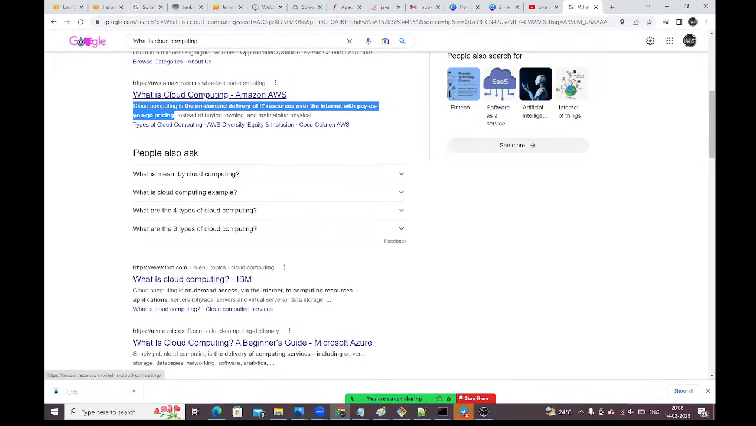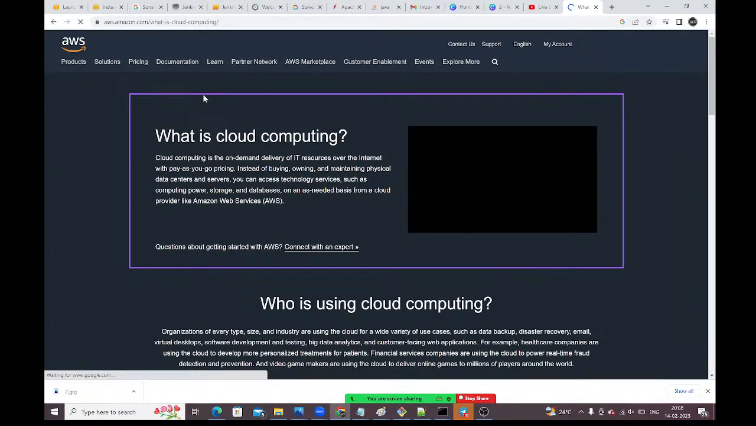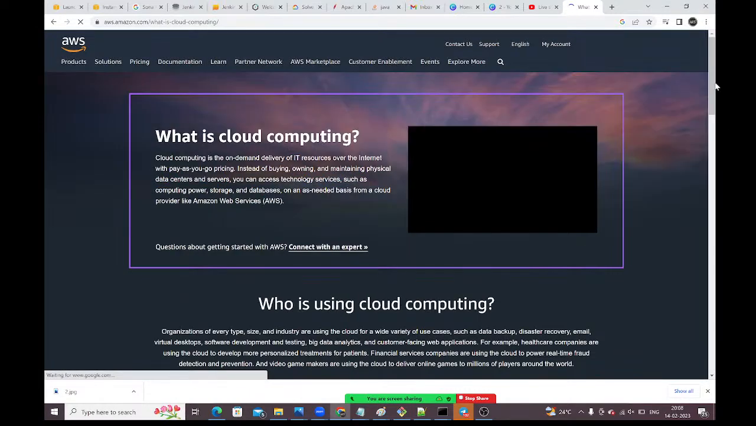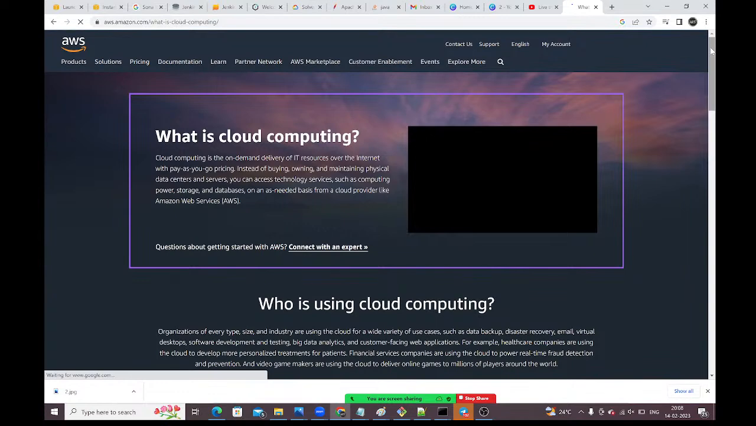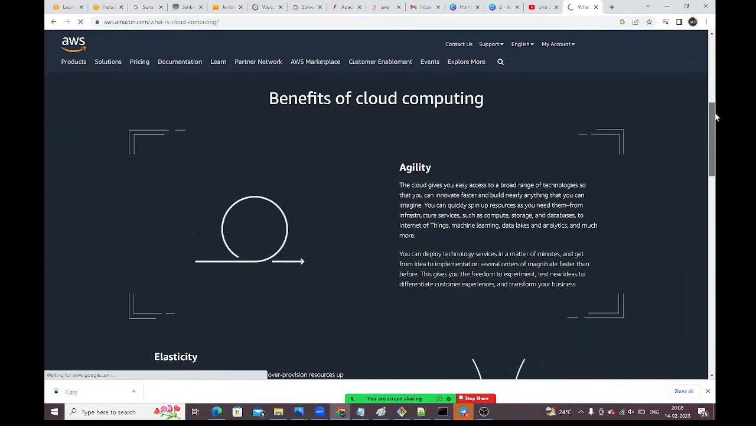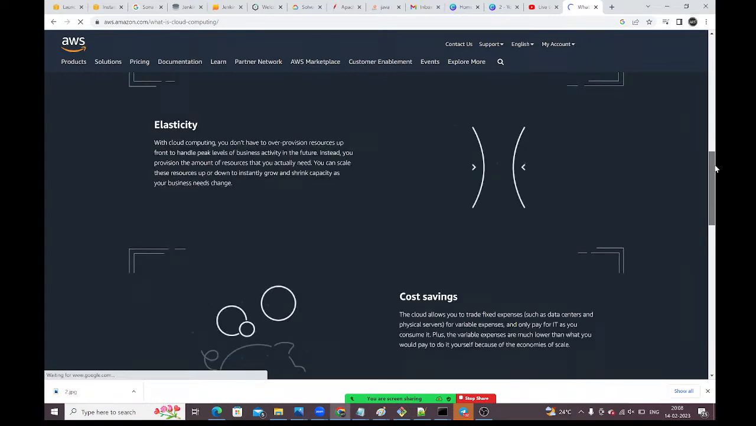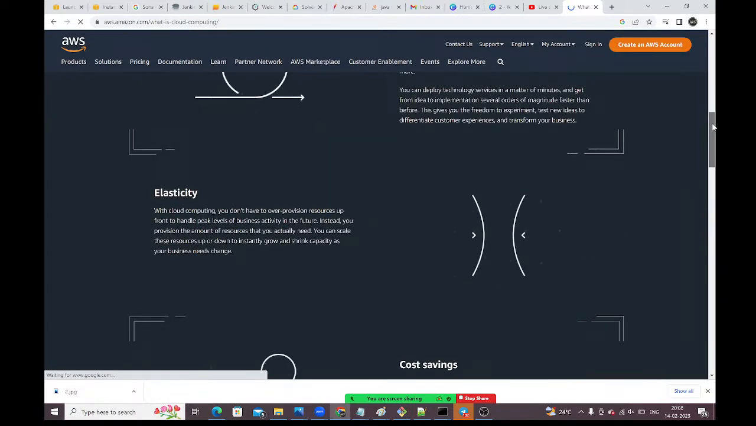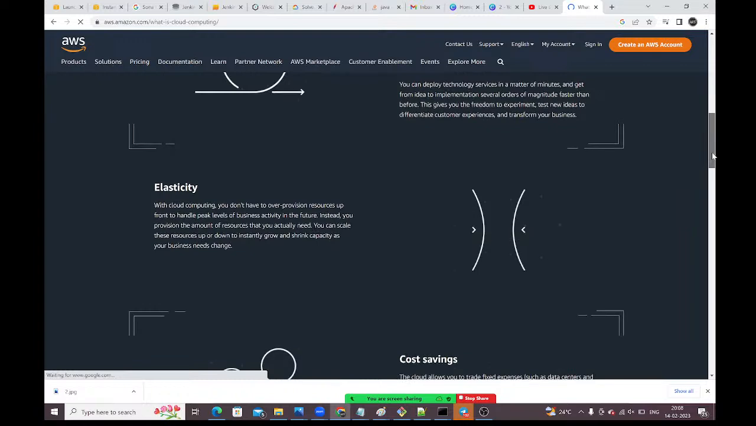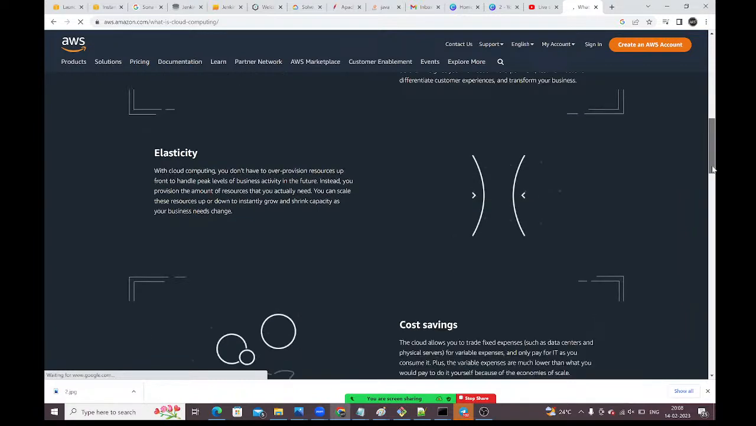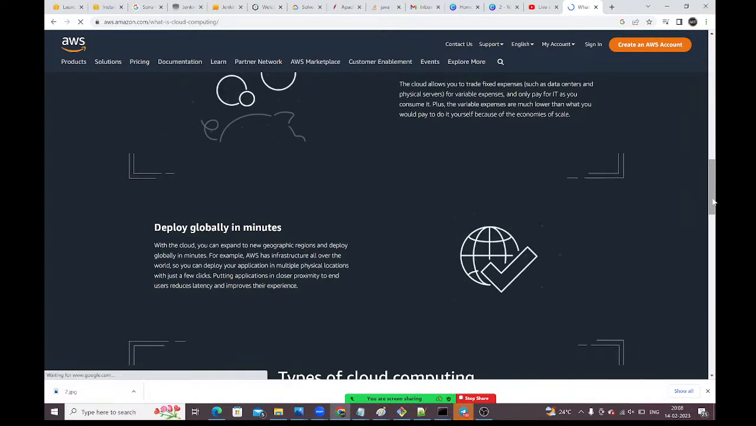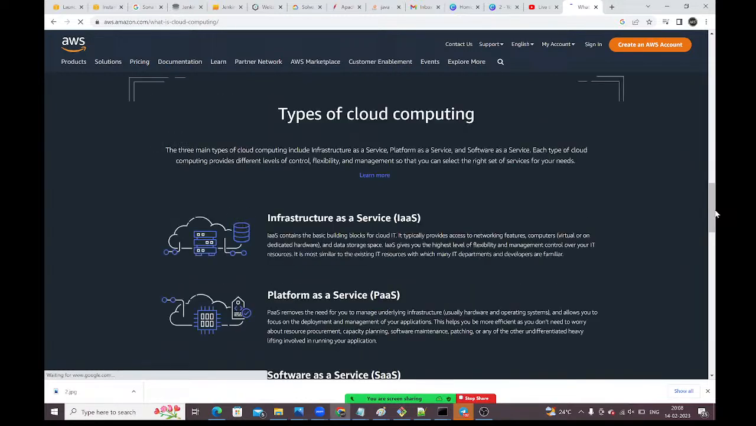Let me click on this. We'll see what they have given. Is there any advantages they have given? We'll see. See, guys, benefits of cloud computing. See, guys, what they have given. Agility, elasticity, cost saving. Deploy globally in minutes only, fraction of the cost. Quickly we can do the deployments, guys.